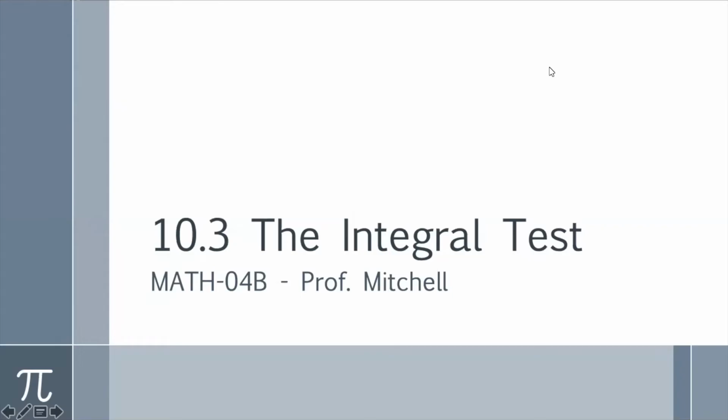Hi, everybody. It's Professor Mitchell, continuing with Chapter 10. Today, we're looking at Section 10.3 on the integral test. Remember, throughout this chapter, we're talking about tests to determine whether infinite series converge or diverge.